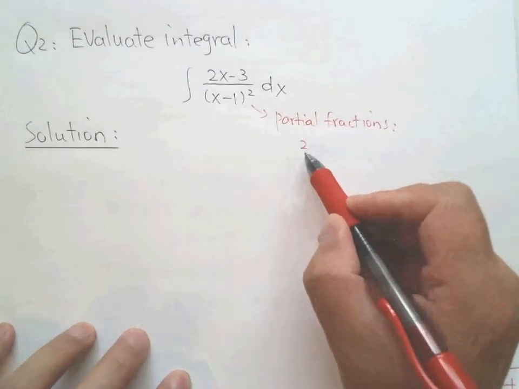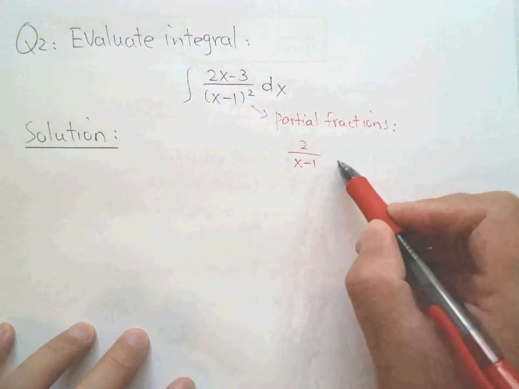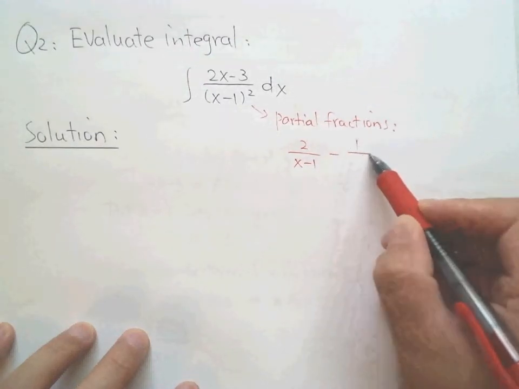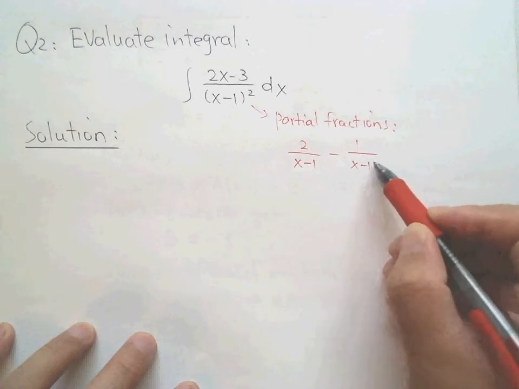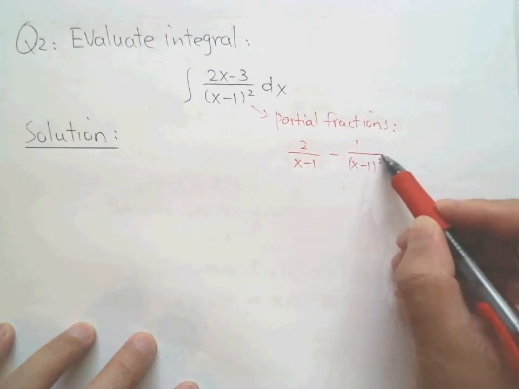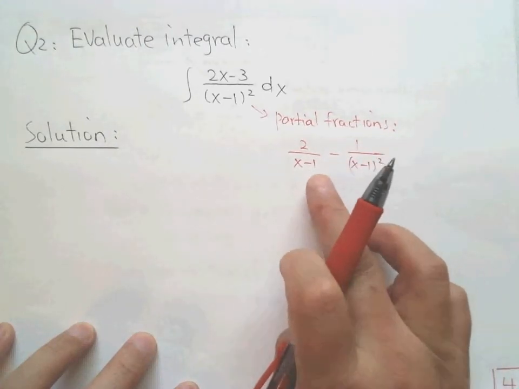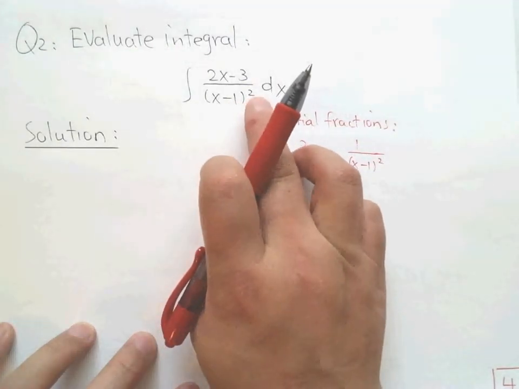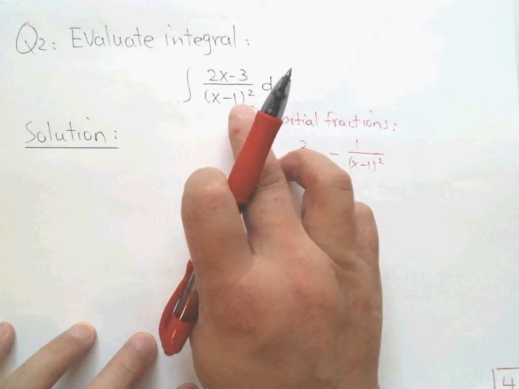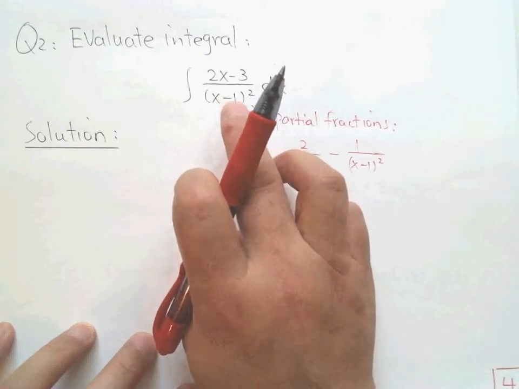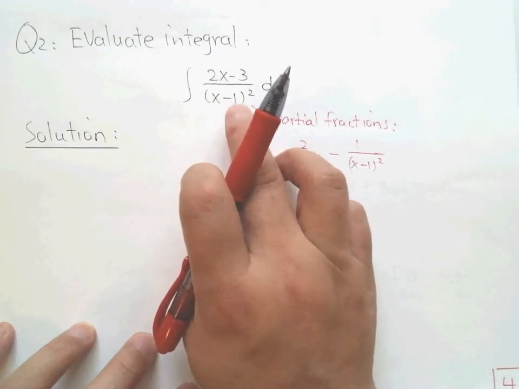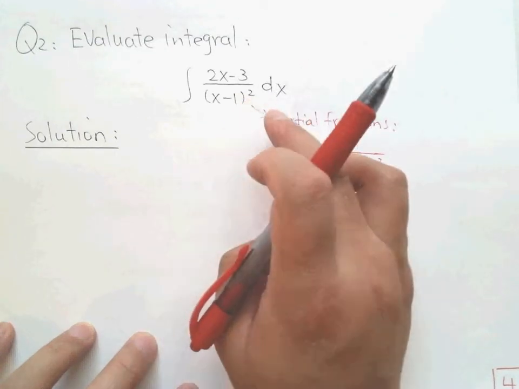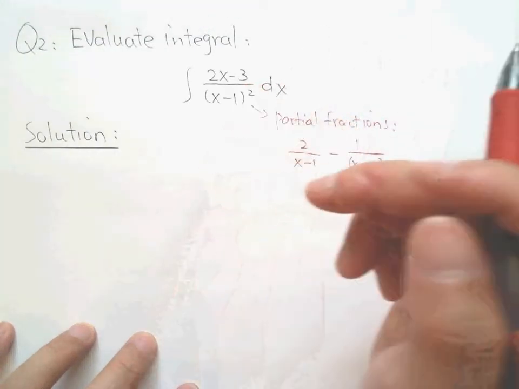So the first is 2 over x minus 1. The second is negative 1 over x minus 1 squared, okay? So do you think this term is a little bit different, so we have a square, okay? This is a linear factor. However, the factor has a multiplicity. Remember, it has multiplicity 2. It's not only a single power, it has the power 2.